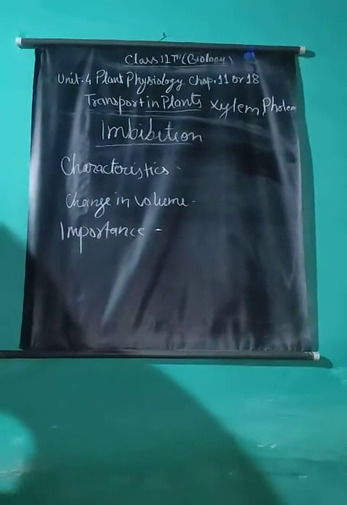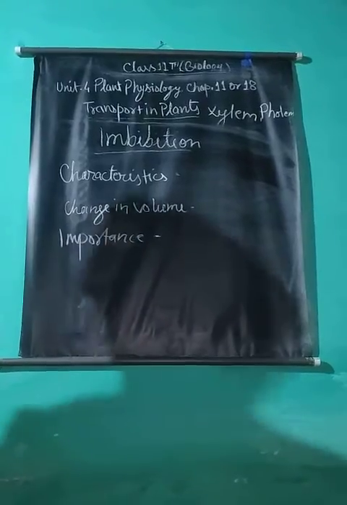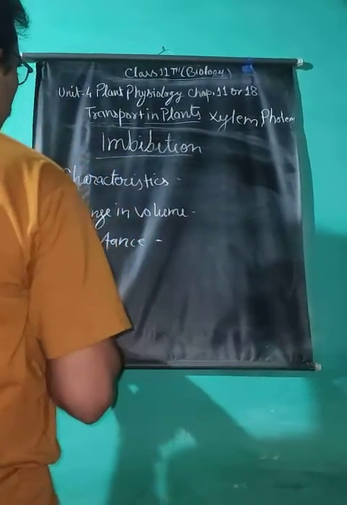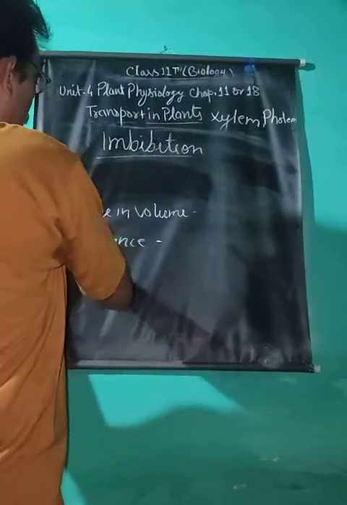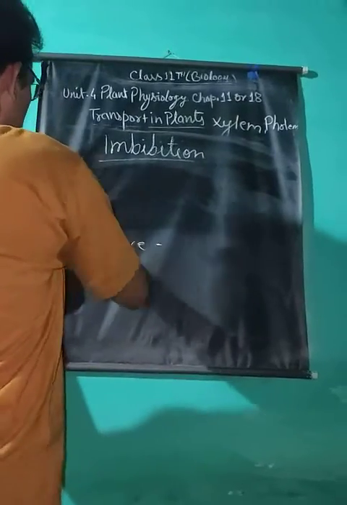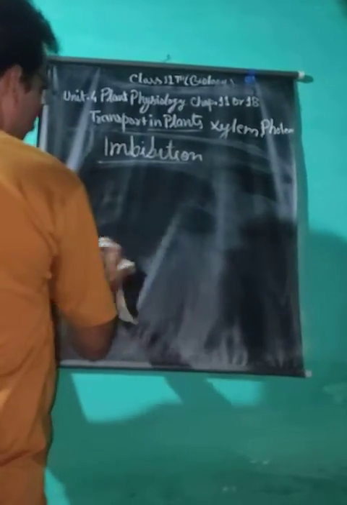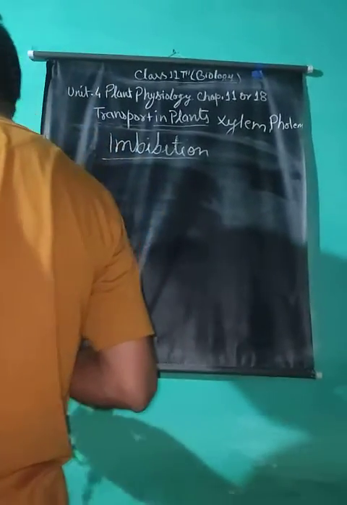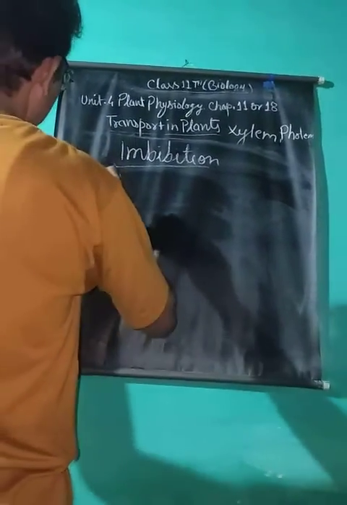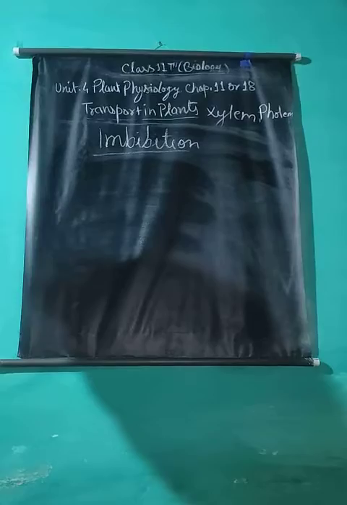Imbibition can be shown experimentally by taking some dry seeds, like gram seeds, into water. Take some gram seeds and keep them in water for some time. After some time, we observe that the seeds absorb the water and swell up, and the amount of water is decreasing. Result: imbibition results in an increase in the volume of imbibing seeds and a decrease in the volume of water.